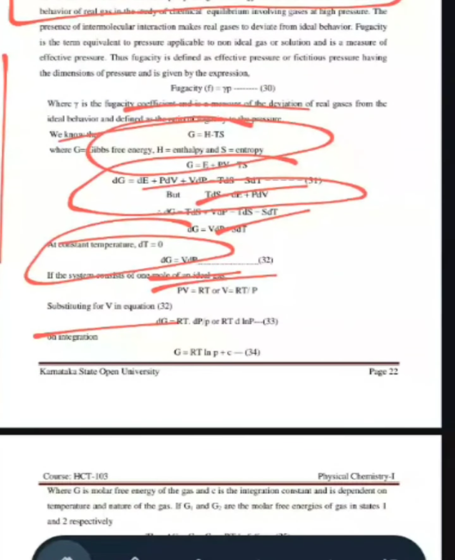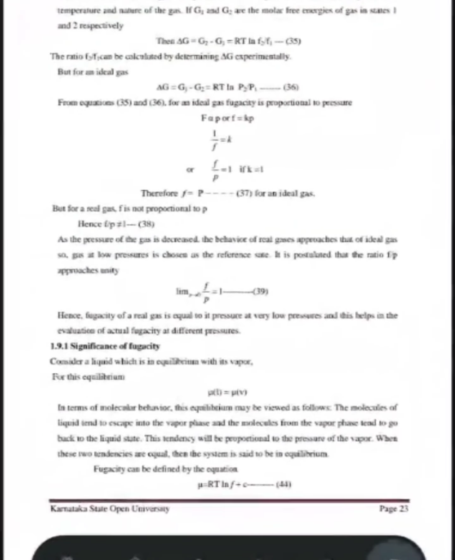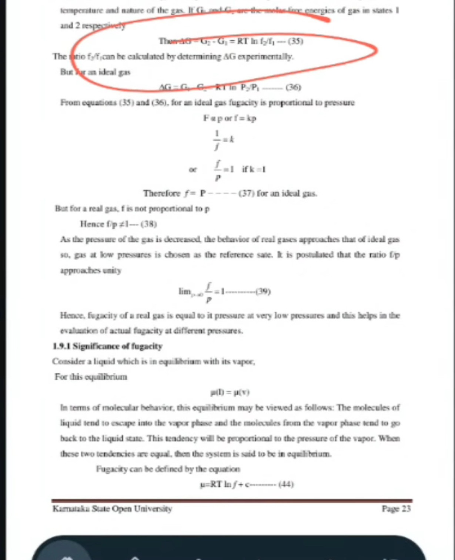So here G is equal to RT ln of P plus C. C is the integral constant and G is the molar free energy of the gases. G1, G2 are the molar free energy of the gases at state 1 and state 2. So that can also be varied here. Delta G is equal to G2 minus G1, RT ln of P2 by P1.